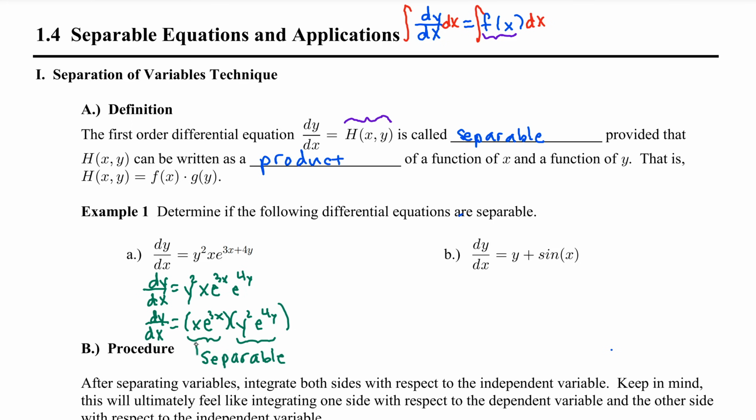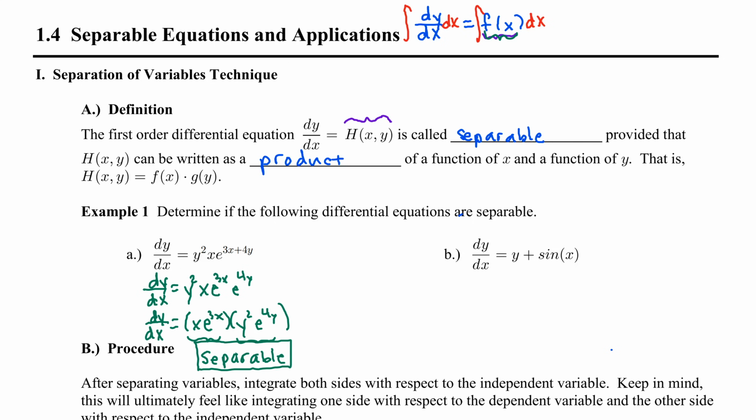So again, how is this different from what we learned last time? Last time we only had a function of the independent variable left over. We could solve it by direct integration. Now we're recognizing we have both a function of x and y, but because we can write it as a product of a function of x and a function of y, it's classified as a separable differential equation. That means it's a candidate for the procedure we are about to learn.